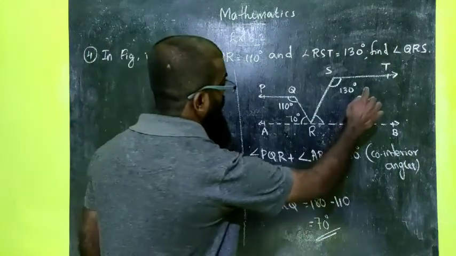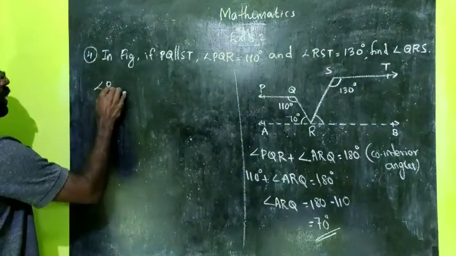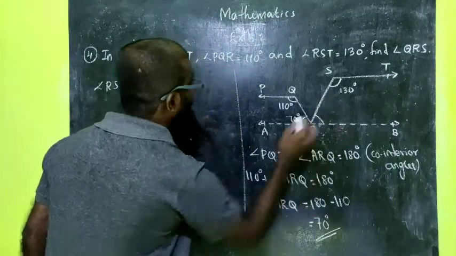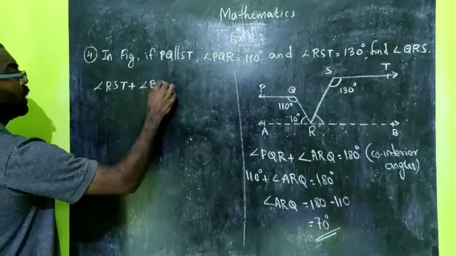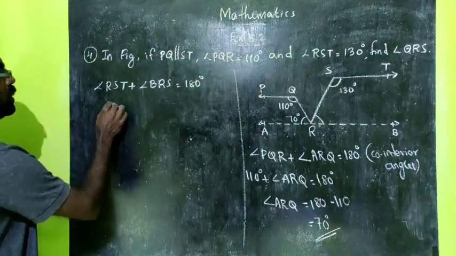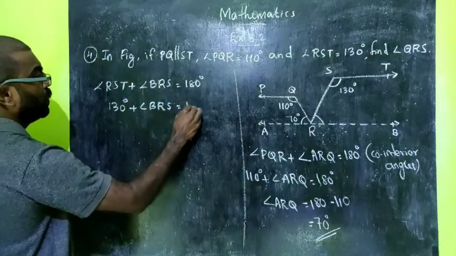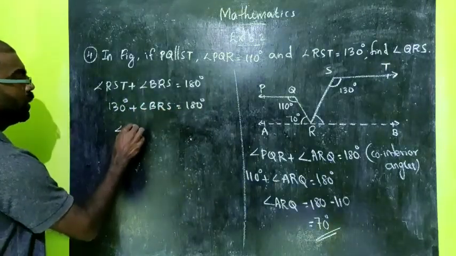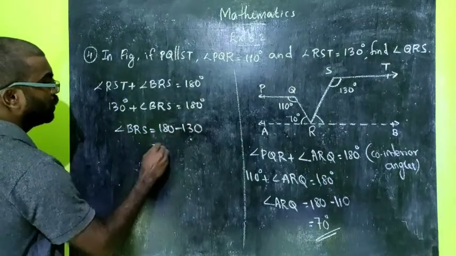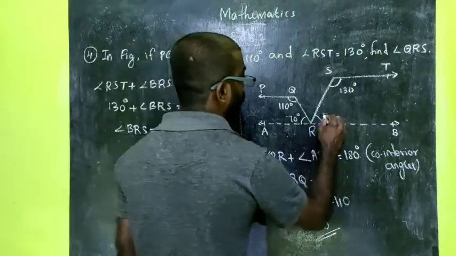So here we can write angle RST plus angle BRS. Angle BRS will be equal to 180 degrees, co-interior angle. Okay. So 130 degrees plus angle BRS equals 180 degrees, and angle BRS equals 180 minus 130, which is 50 degrees. Okay, so here the angle is 50 degrees.